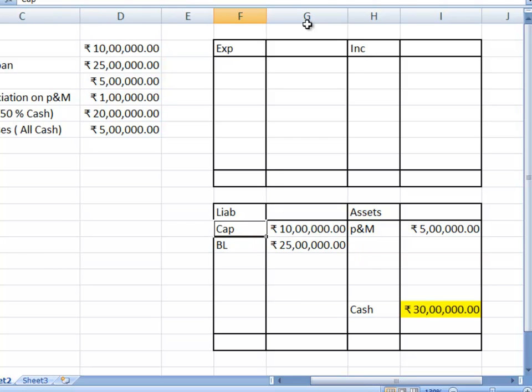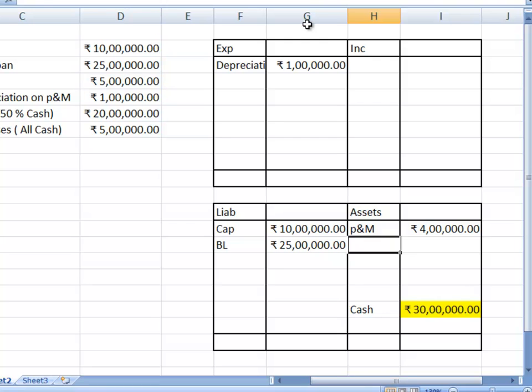Depreciation 1 lakh. So depreciation is an expenditure. So you will say depreciation amount is 1 lakh. Second effect, cash will reduce by 1 lakh. No. Depreciation is a non-cash expense. So plant and machinery will reduce by 1 lakh. So you don't reduce cash when you charge depreciation, you reduce the respective asset.